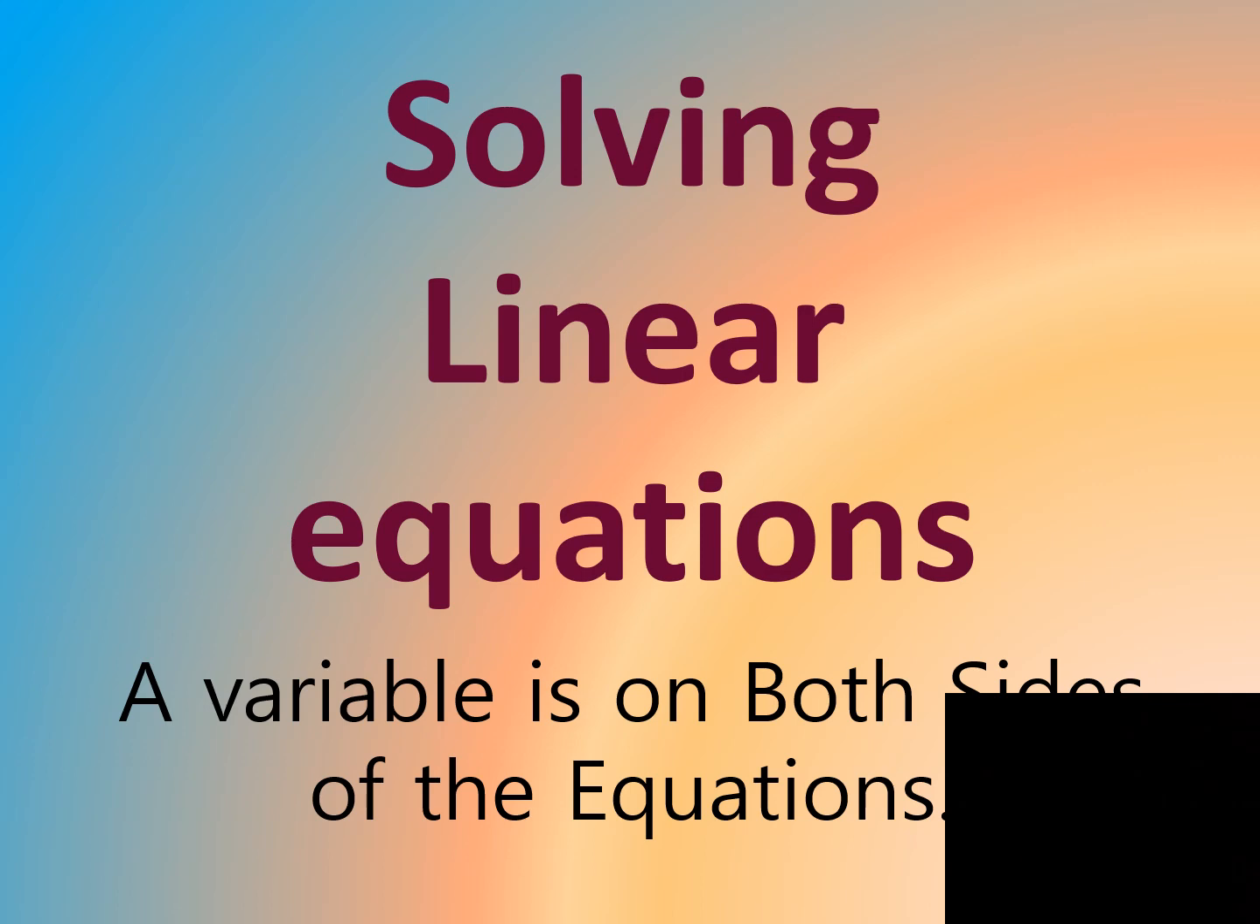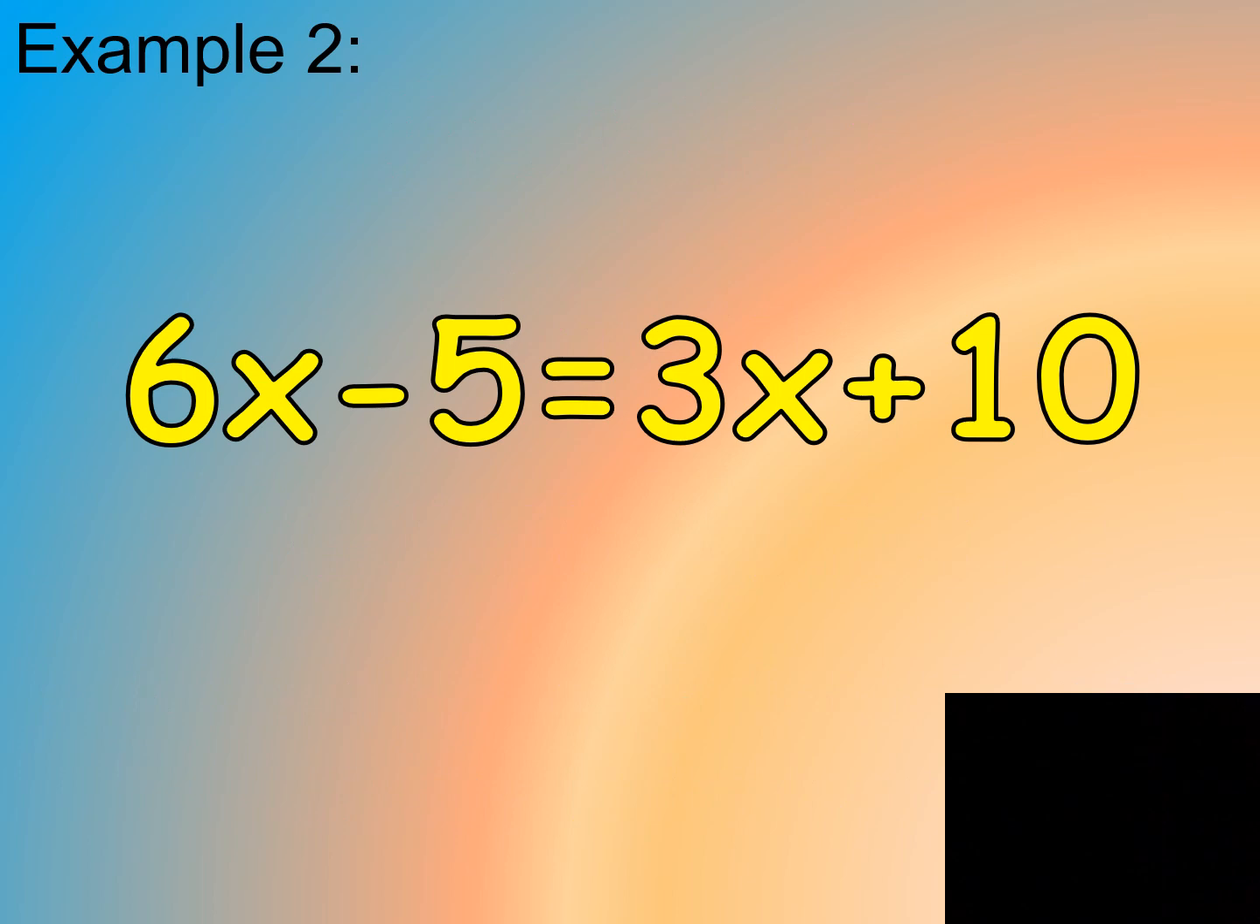Everyone. Last week, we solved linear equations involving one variable on just one side of the equation. What if the equation has a variable on both sides? So how do we solve an equation with a variable on both sides? Example, we have this linear equation: 6x minus 5 is equal to 3x plus 10.